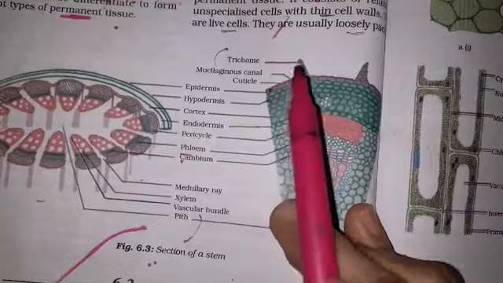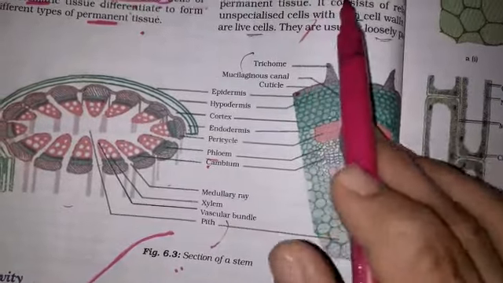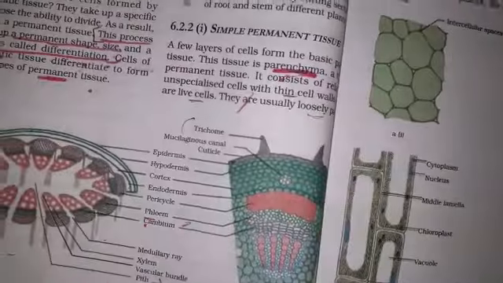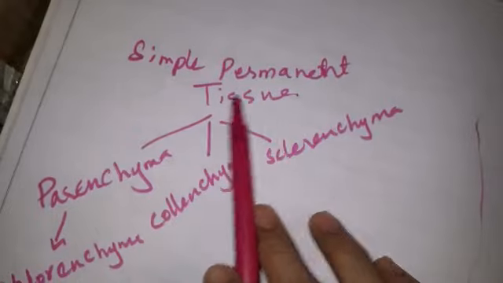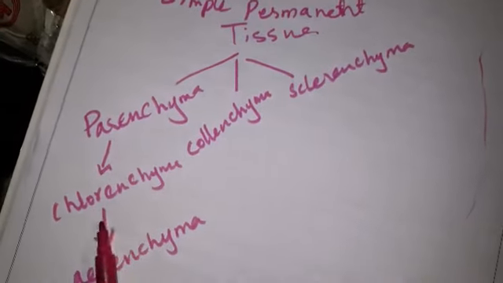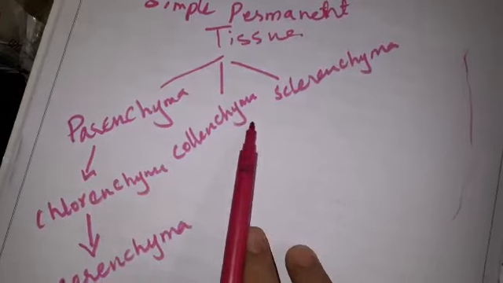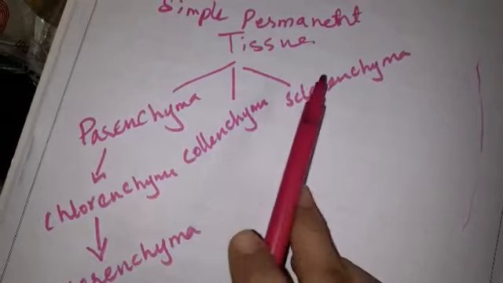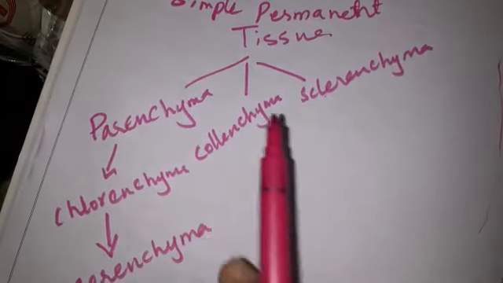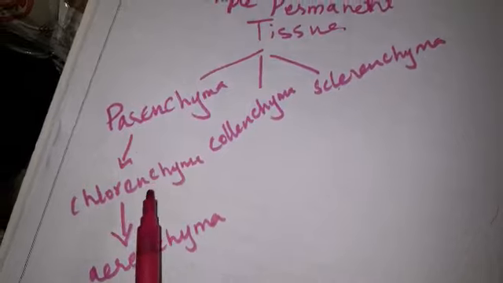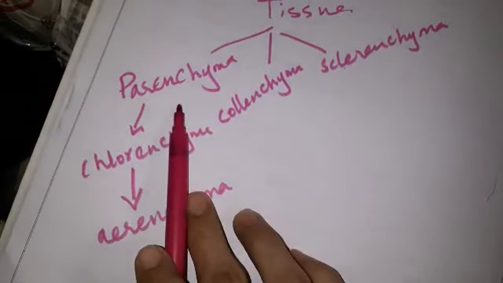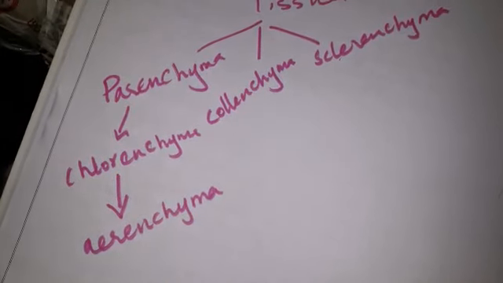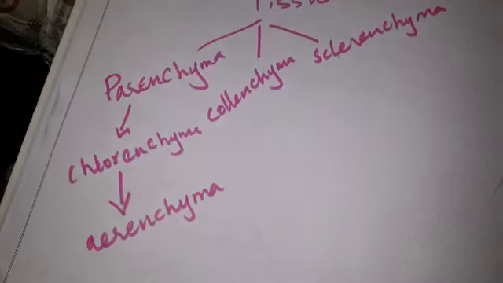So the first type of simple permanent tissue is parenchyma. As we know, in simple permanent tissue we have parenchyma, collenchyma and sclerenchyma. These will again be divided into different types because they have some particular functions, right? So parenchyma will be divided into chlorenchyma, aerenchyma and some others. Here we will learn about chlorenchyma and aerenchyma too.